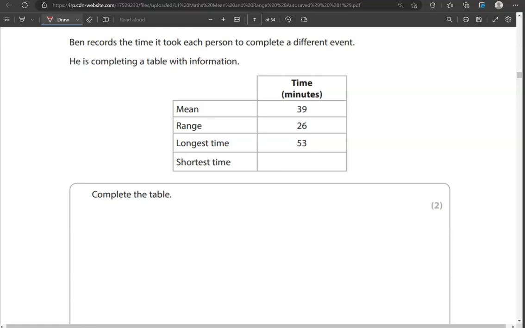So that can help us because we know the longest time. So longest time 53, take away the shortest time, which we don't know, should give us 26, the range. So practically this number and the missing one, when added together, give us 53. So what we can do is 53 take away 26 to give us what the missing number is.